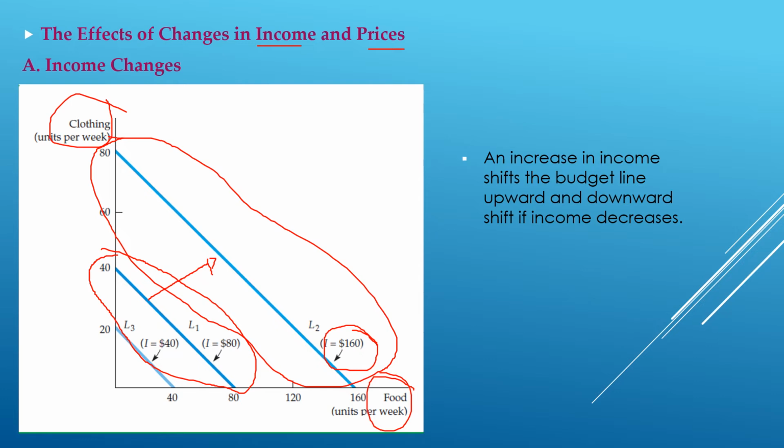But if your income or the allowance that you're holding decreases from $80 to $40, then there will be a decrease in the amount of goods that you're going to buy, so the budget line shifts downward. Simply put, an increase in income shifts the budget line upward, and a decrease in income shifts it downward. So that is the effect of changes in income. Now let's proceed to the changes in price. Simple as that.